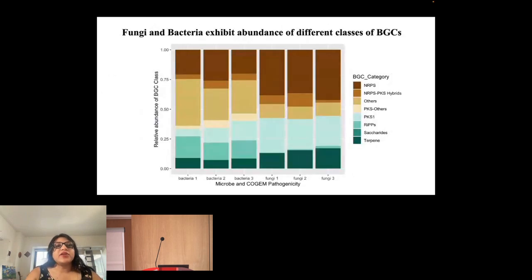We then tried to see what kind of trends the bacteria and fungi exhibit. This is the relative abundance plot of the types of BGC classes that we observed. For example, we see that bacteria and fungi show unique classes. Fungi has a higher abundance of classes like terpenes and NRPS, while bacteria has an abundance of PKS. We also noticed that there are new classes like aryl polyene, which is mostly abundant in bacteria.